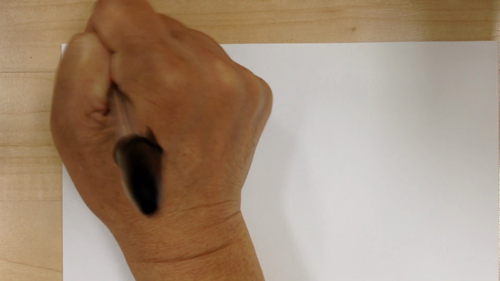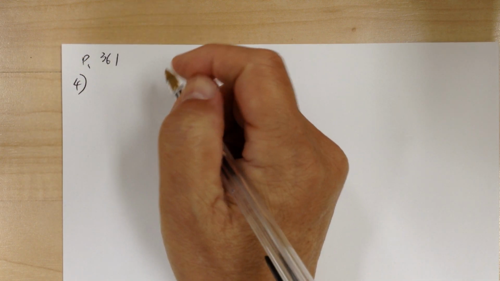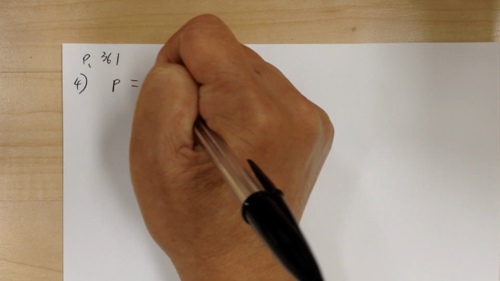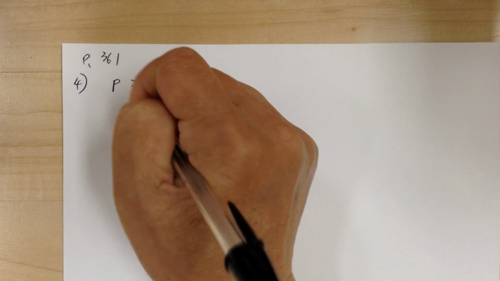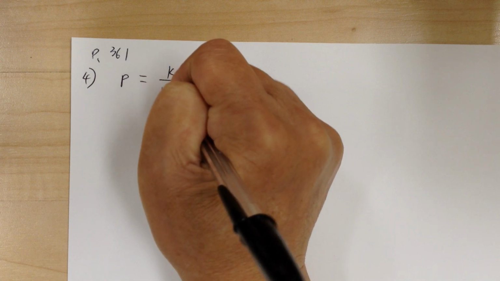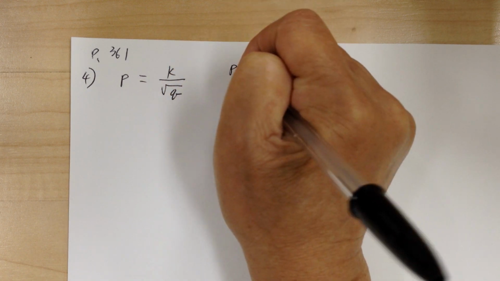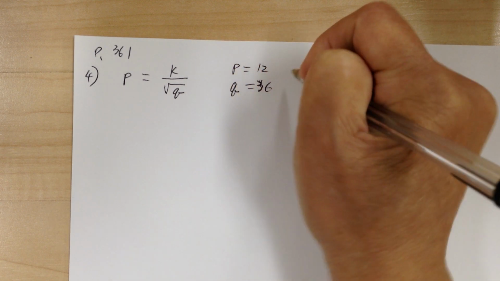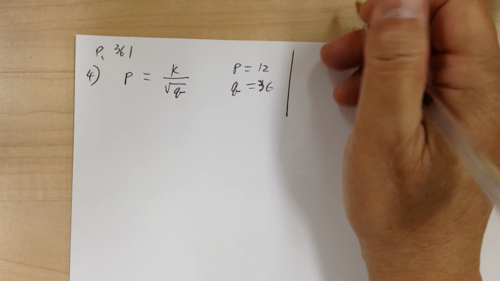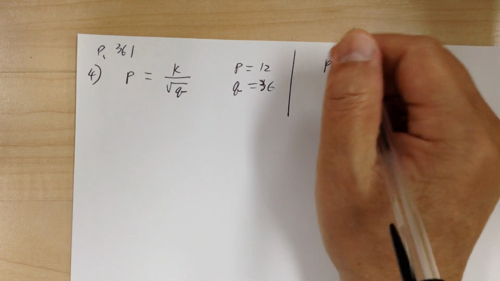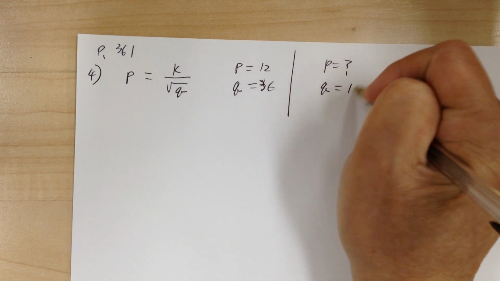Let's go to page 361 and let's do number 4. So we need to translate. It says P, so write down P, varies inversely. That means whatever's after inverse goes on the bottom, so again inversely goes on the bottom, as a square root of Q. And it says when P equal to 12, Q equal to 36. And it says find P, so you kind of separate the two scenarios. Find P when Q equal to 16.